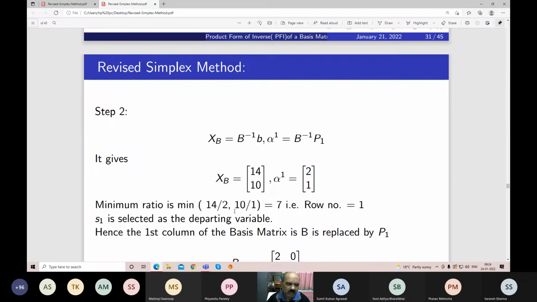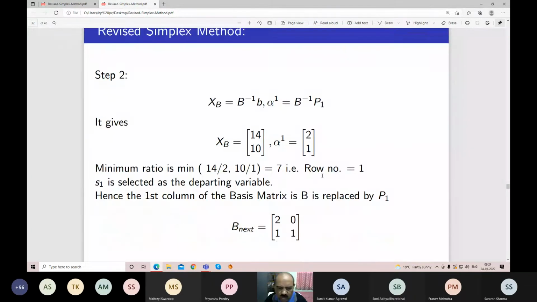Now we have the minimum ratio rule. What is the minimum ratio rule? So we have here 14 by 2, 7, and 10 by 1, 10. The minimum ratio is 7. We are finding this is happening at row number 1. So S1 is selected as the departing variable.